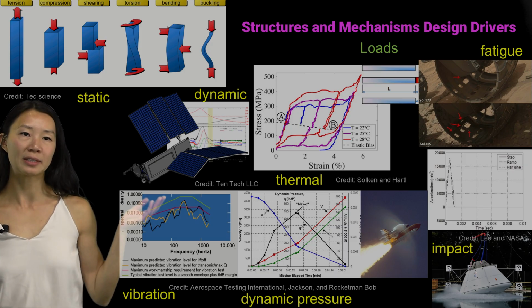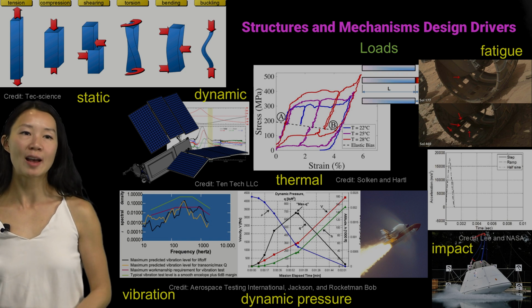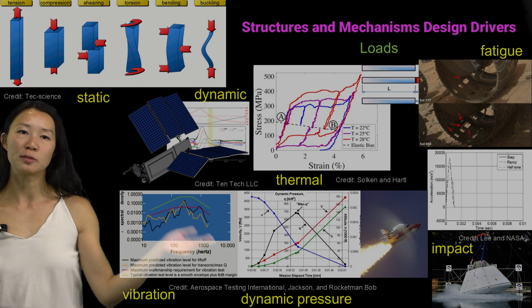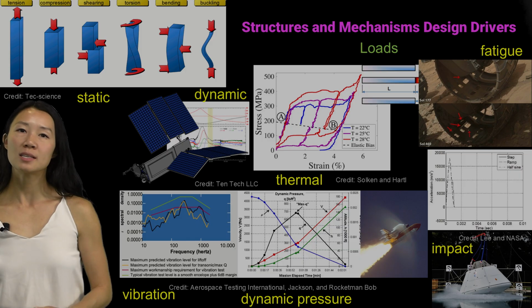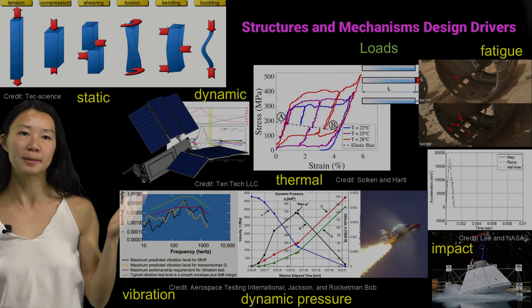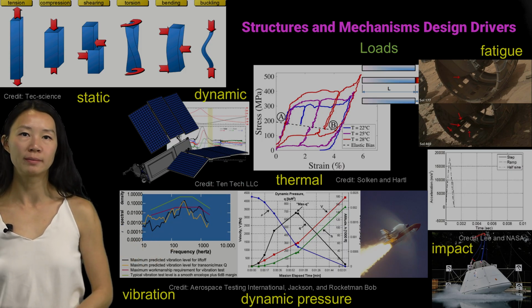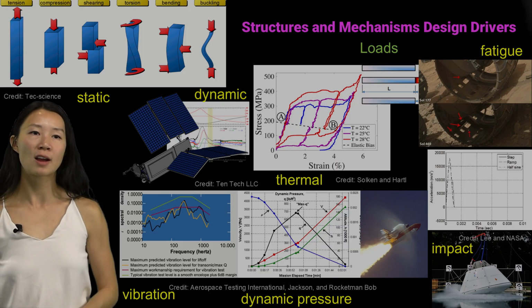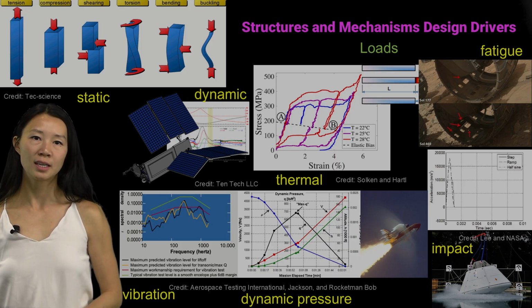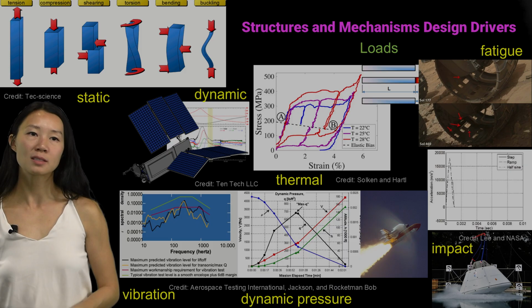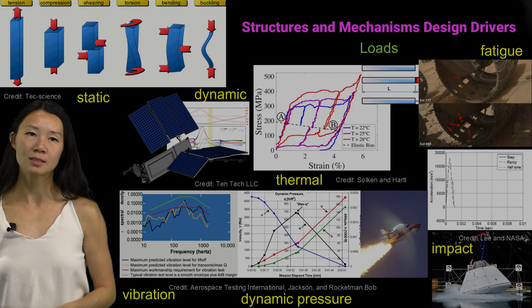Next, dynamic loads. These come from fast motions, like when solar panels or booms deploy. We see these in UAVs, rovers, and any spacecraft with moving parts, like this orbiter. Thermal loads happen when the spacecraft heats up and cools down. That expansion and contraction causes internal stress. A good example of that is on Mars, cycling between hot days and freezing nights.